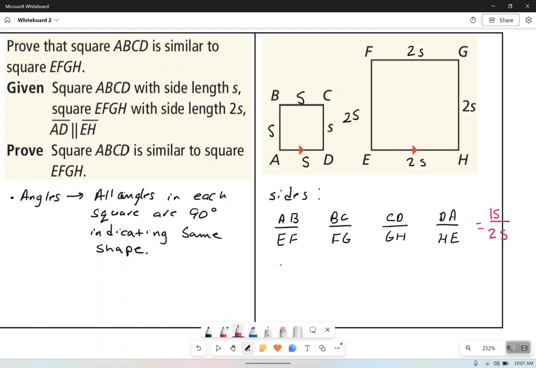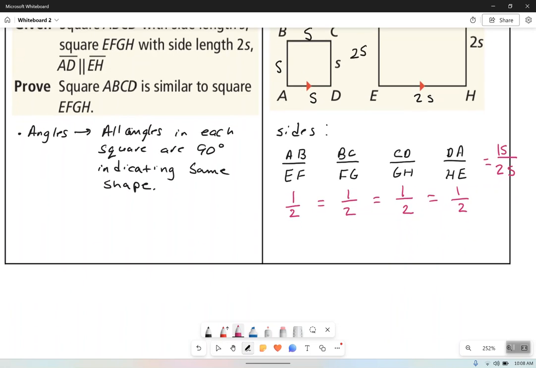You agree that the ratio from AB to EF is 1/2? The ratio of BC to FG is what? Wouldn't that be 1/2 also? C to D would be compared to GH. What ratio would that be? Wouldn't that be 1/2? Anybody want to guess what the ratio of DA to HE is? Guys, what have I done right here? I've shown that the corresponding sides have ratios that are all the same. Aren't the ratios of corresponding sides the same?